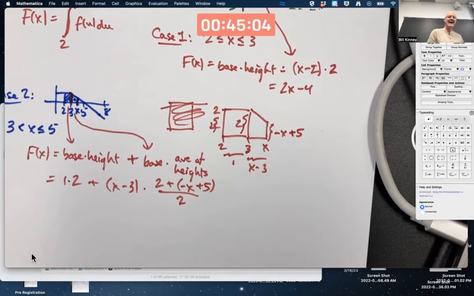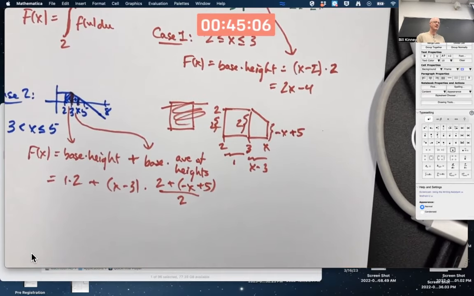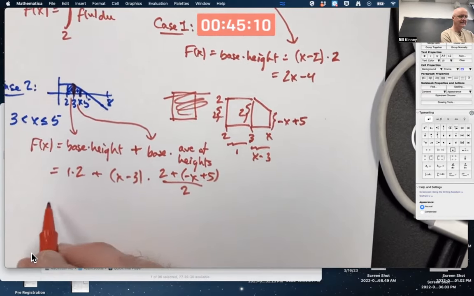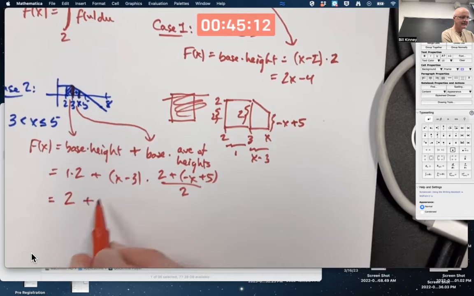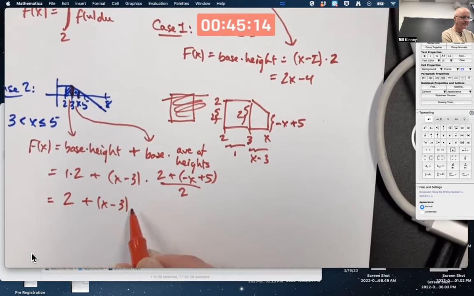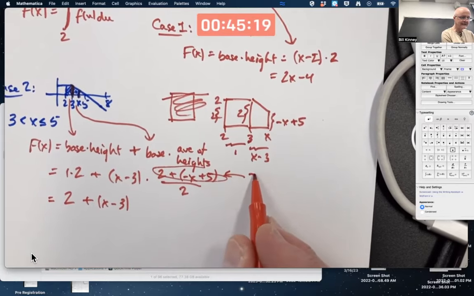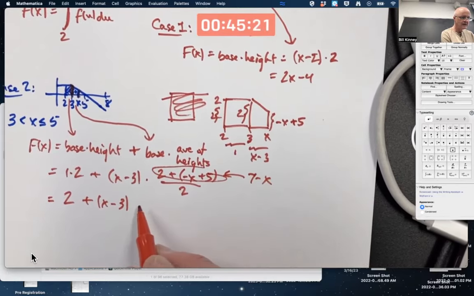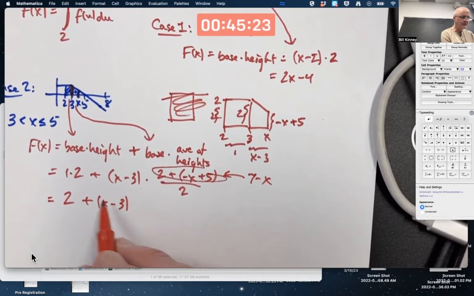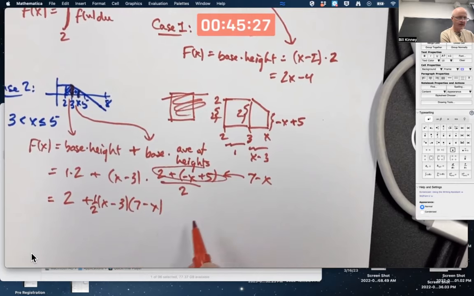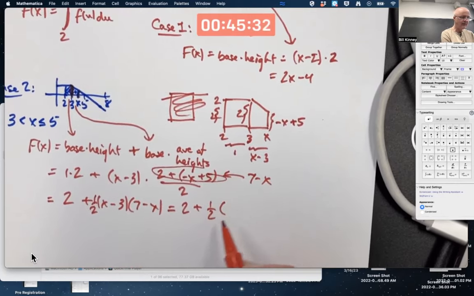Averaging 2 numbers means add them and divide by 2. That's what I'm doing. Simplify. What do I get? This becomes a 7 minus x. If I divide that by 2, well, maybe I should put the divide by 2 as a 1/2 out in front, like that. Continue simplifying. FOIL this out.